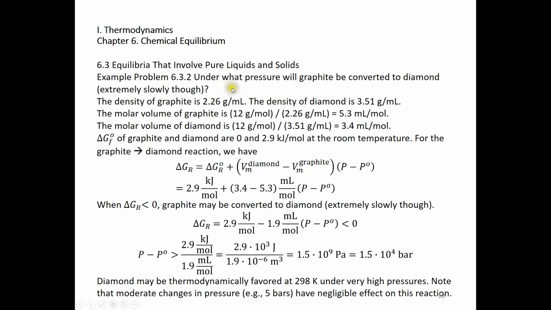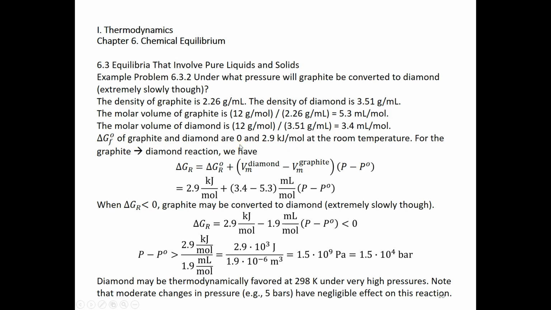It's just 12 grams per mole divided by 2.26, 12 grams per mole divided by 3.51. We get the molar volumes of graphite and diamond. They are 5.3 milliliter per mole and 3.4 milliliter per mole. And now we have the standard Gibbs energy of formation of graphite and diamond. They're 0 and 2.9. Look, graphite has a lower Gibbs energy of formation. That means graphite is favored at room temperature and 1 bar condition. This is 1 bar condition.